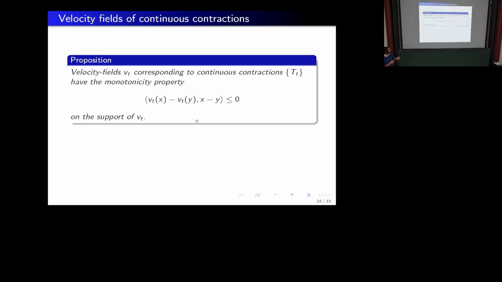And very easily you can observe that they have a certain monotonicity property. If Vt is a velocity field corresponding to a continuous contraction, then Vt is monotone in this way. This you can check by differentiating the distance squared.